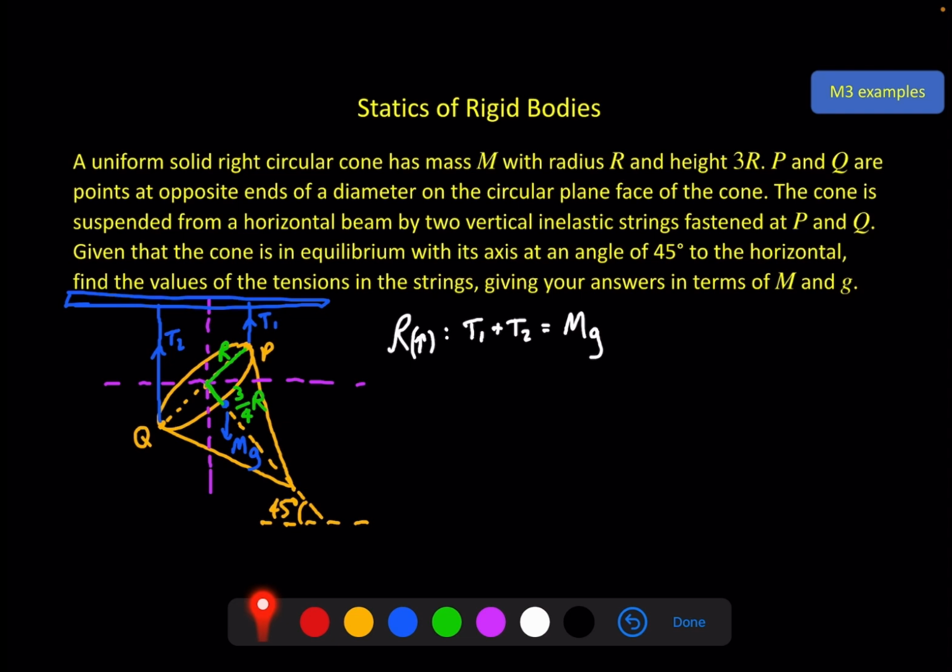And the first thing on the list was moments. And this is going to be the thing that will help us find one of these. So if we take moments about P or Q, it will take out T1 or T2 from the equation because the distances will be 0. So I'm going to take moments about Q.